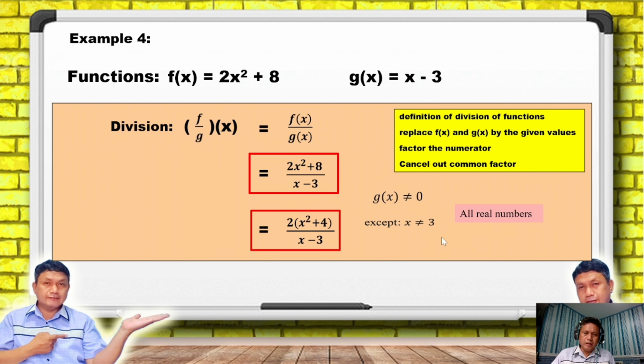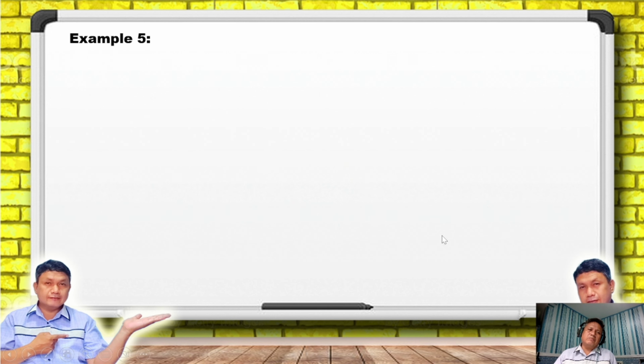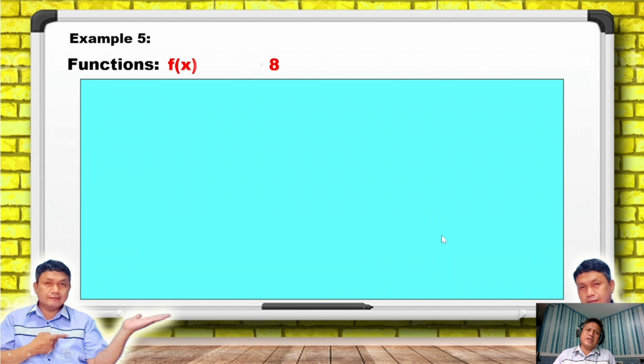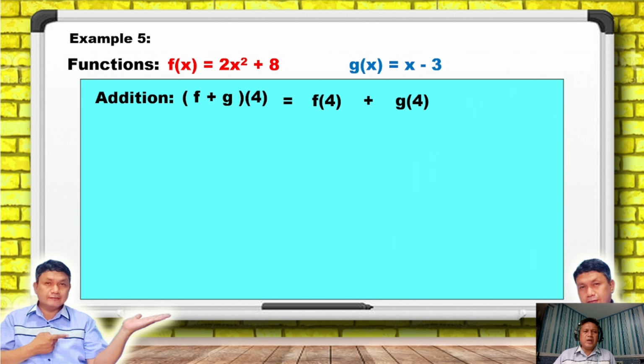Okay? Now, let us proceed to example number 5. So, again, same procedure lang po tayo at same example. So, sa case na to, we have here the quantity f plus g of 4 is equal to f of 4 plus g of 4. So, ano po ang unang gagawin? Ang gagawin po natin is solve for f of 4 and g of 4 separately.